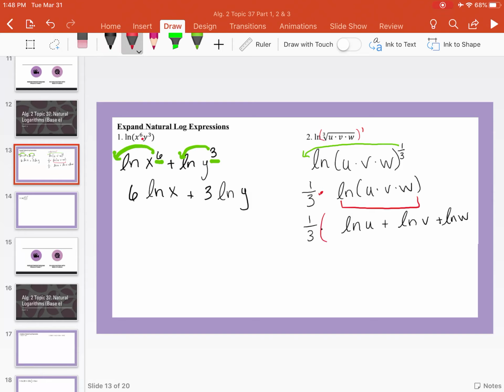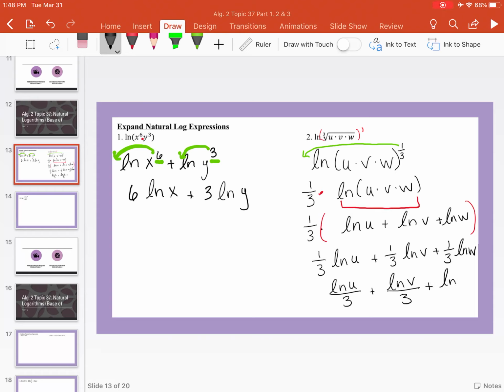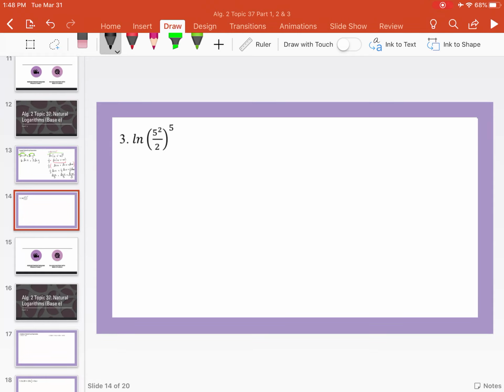Now this 1/3 is times this entire quantity. So I could distribute it. I could get 1/3 ln of u plus 1/3 ln of v plus 1/3 ln of w. Now another way that I could write this would just be ln of u divided by 3 plus ln of v divided by 3 plus ln of w divided by 3. Moving on to the next example.